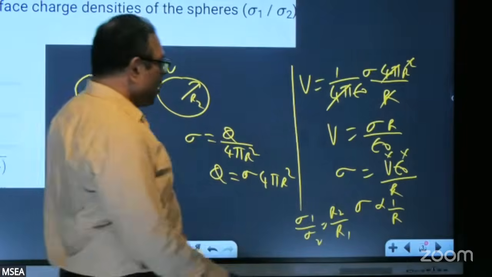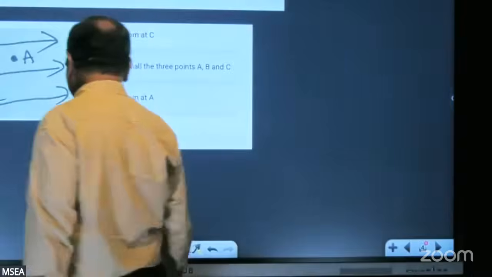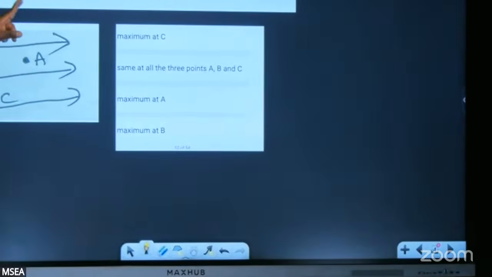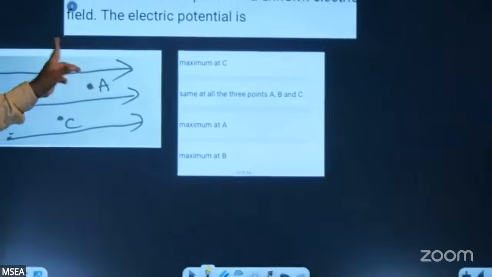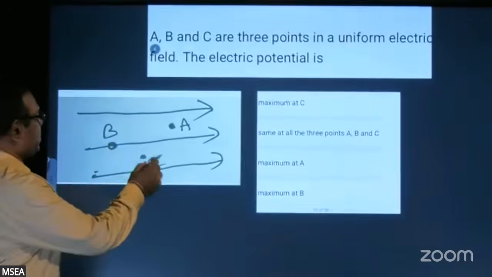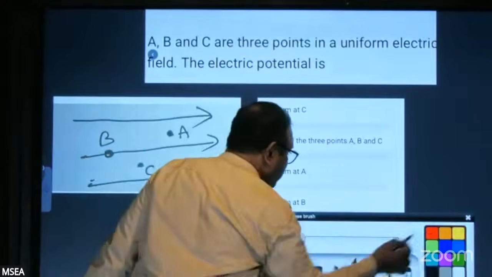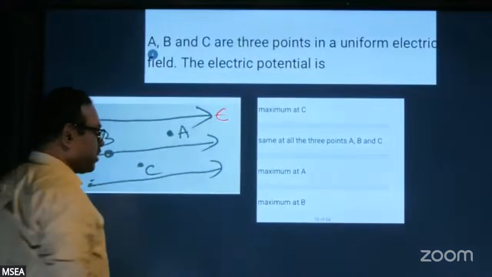Right. Now, let us go to the next question. A, B, C are 3 points in a uniform electric field. The electric potential is... So let us take this. This is the electric field. Let us change the color. So this is the electric field.